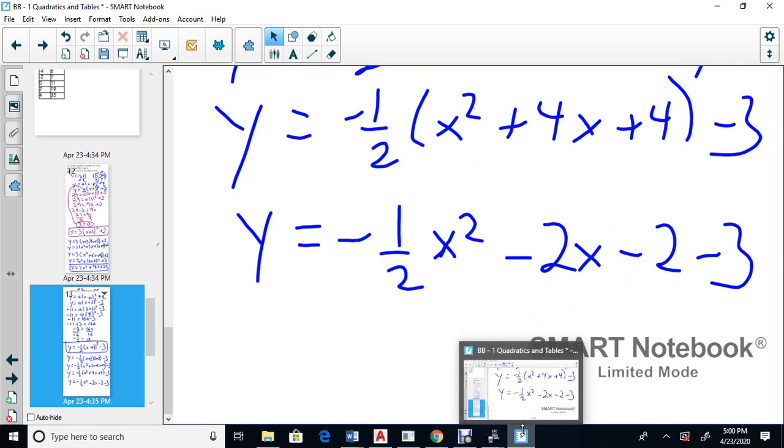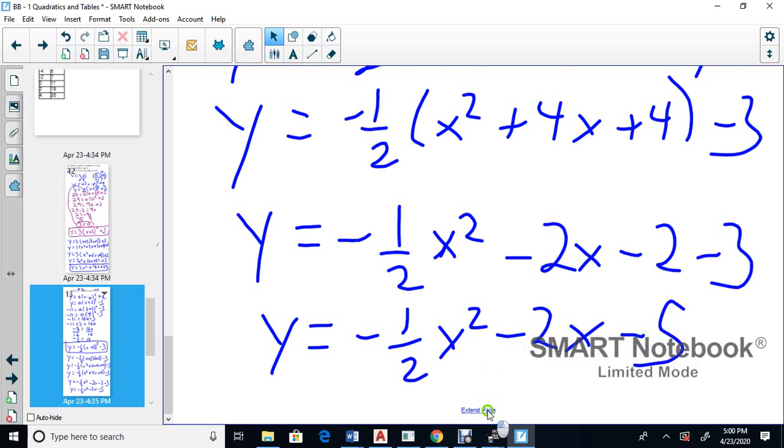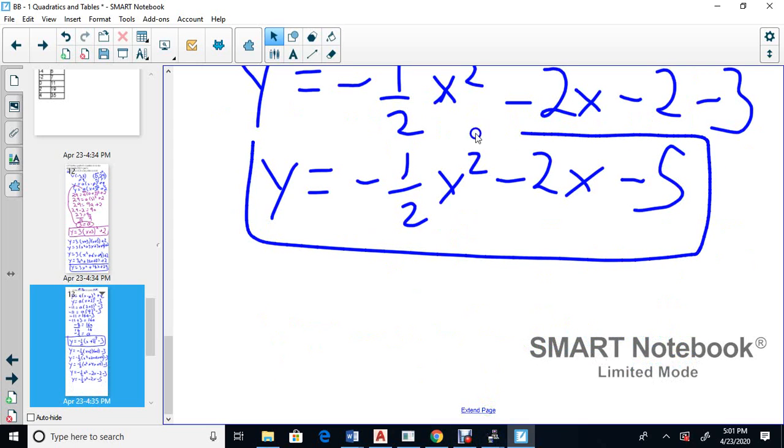And then at the end here, we've got one last step. Minus half x squared minus 2x, negative 2 minus 3, so you go more negative, becomes minus 5. And that's the final answer in standard form. I will do one more, and I'll do it in the last video. It'll be with the table. I'll try to explain how to get the information from the table.